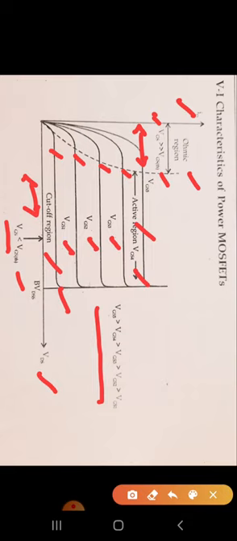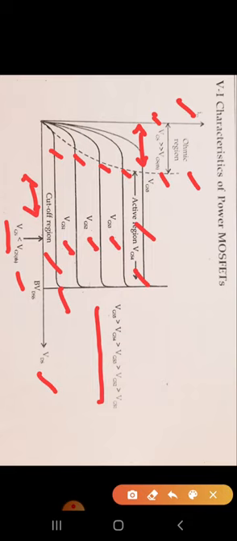These straight lines on the curves form an area, and this area is called the active region. So in the active region, what happens? The MOSFET acts as an amplifier. You should remember this.